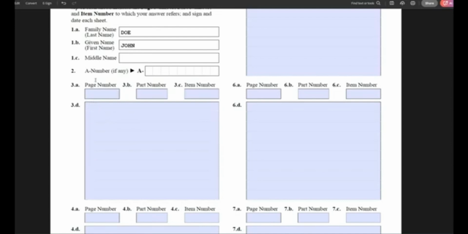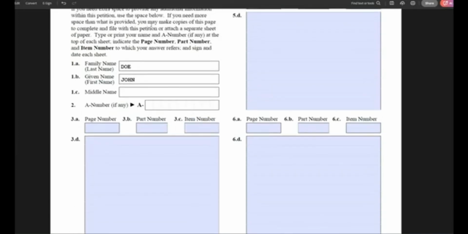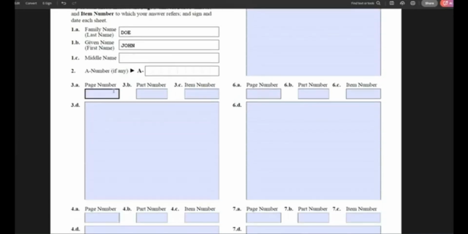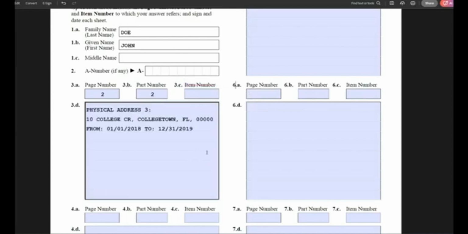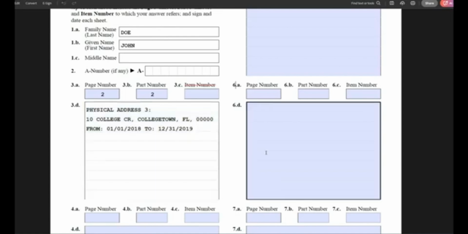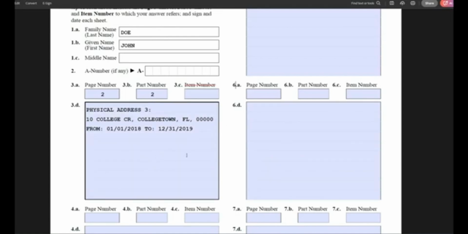This is asking you to reference what page, part number, and potentially item number you're referring to, to clarify or expand upon in the main application. So the address history was on page 2, part 2, and you can leave the item number blank. Let's say, for example, that this completes our 5-year history, but if you need to provide more addresses, you can continue to type in the same box here.